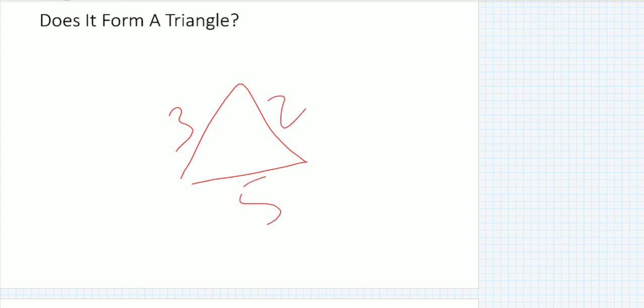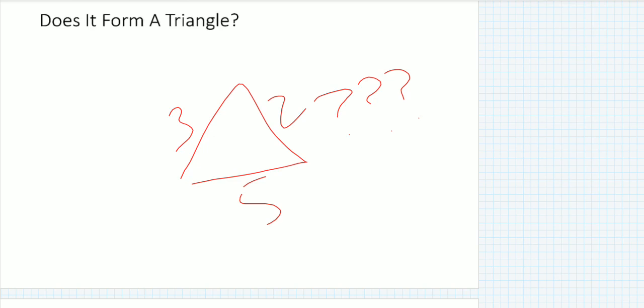In this video, I'm going to give you three side lengths and you're basically going to see, does it form a triangle? Now in class, I can easily draw a triangle and then make up numbers for whatever purpose. But the question is, does this triangle actually even exist? Will it form a triangle?